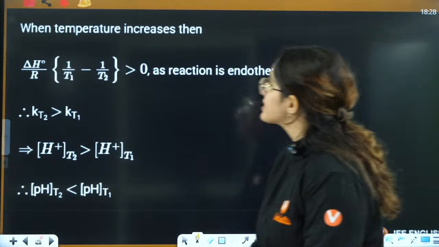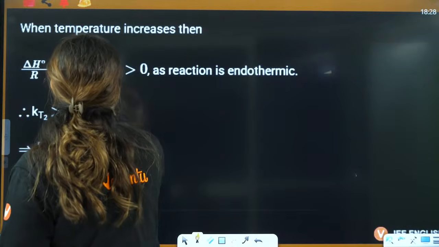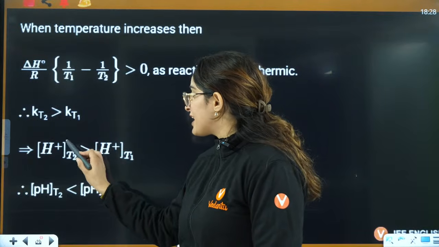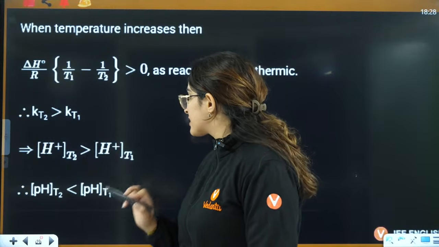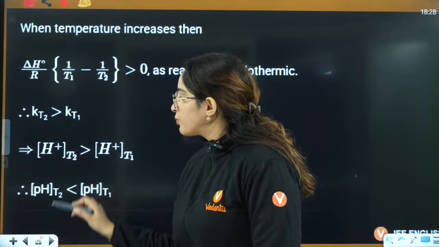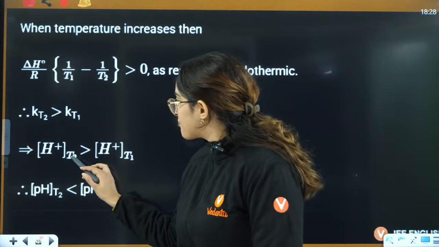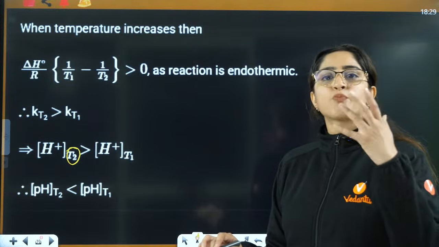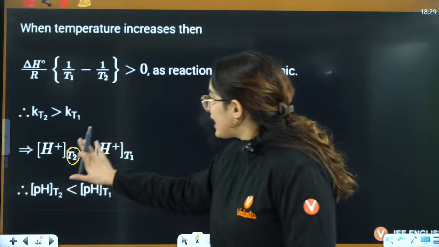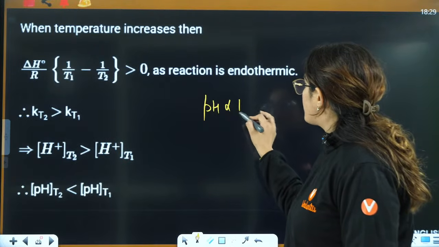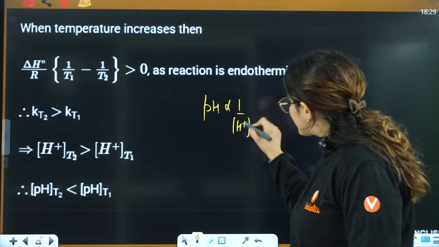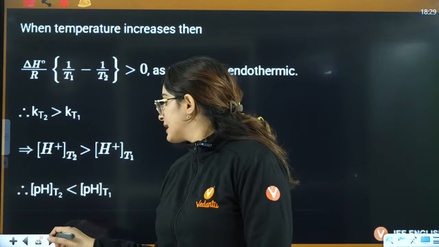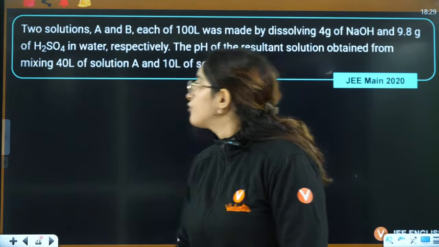Another thing based on this: when temperature increases, then we know that this all increases as the reaction is endothermic. Now, if I am saying that H positive concentration at T2 is greater, then the pH is going to be less here. If at a higher temperature H positive concentration is more, then since pH is inversely proportional to H positive, if this is increasing, then this is going to decrease, right? Everybody okay? So both are false here.